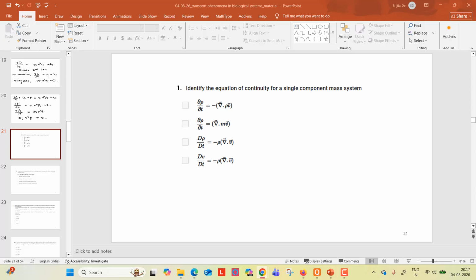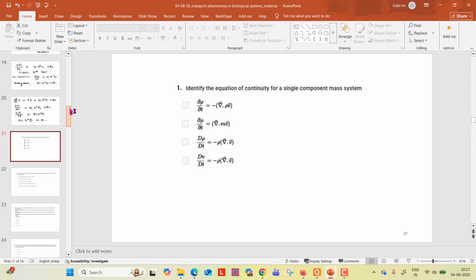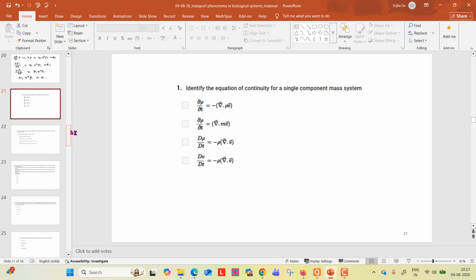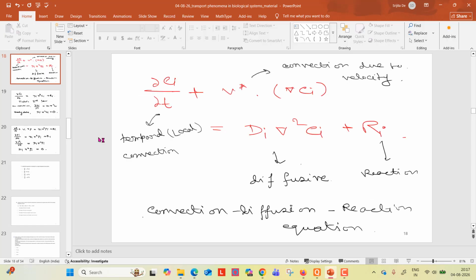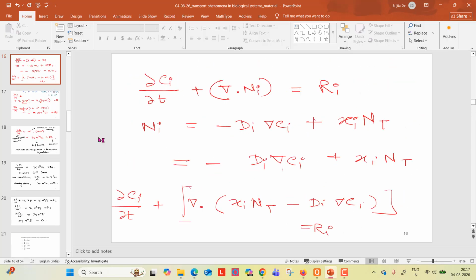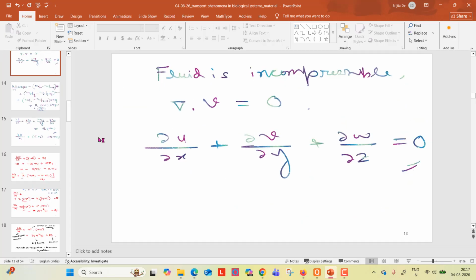So the first one is very easy, right? Identify the equation. We have just derived the continuity equation. So if you go back to the continuity equation, you will remember, right?